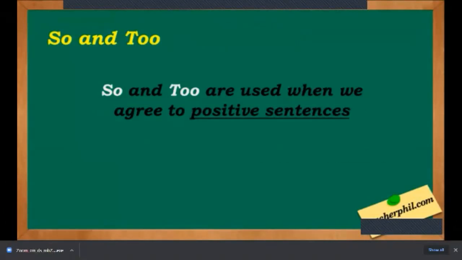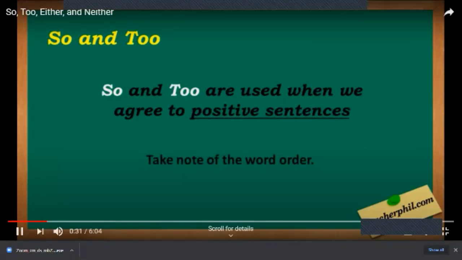Let's start with so and to. So and to are used when we agree to positive sentences. And remember to take note of the word order.